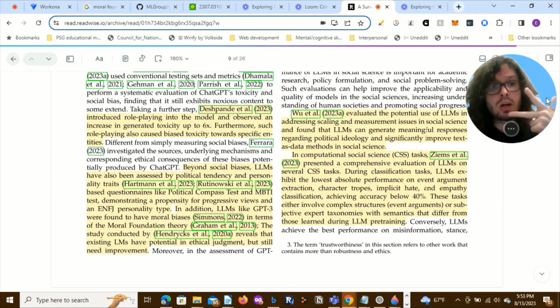Loyalty, or in-group, with the flip side of being betrayal. Authority, also sometimes called respect, with the flip side of subversion. Sanctity, with the flip side of being degradation. And sometimes there's also a sixth dimension of liberty, with the flip side being oppression.